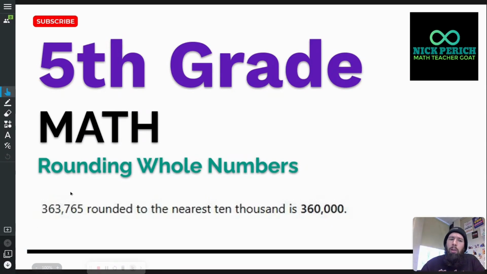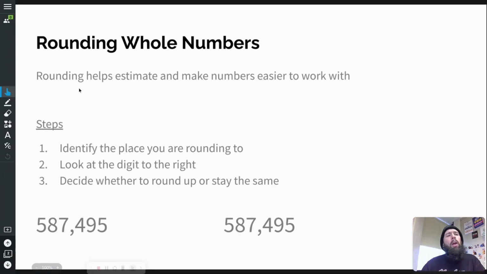We're going to take numbers that look like that and round them to a specific place value that we learned from a previous lesson. So let's get into it. Rounding helps estimate and make numbers easier to work with.